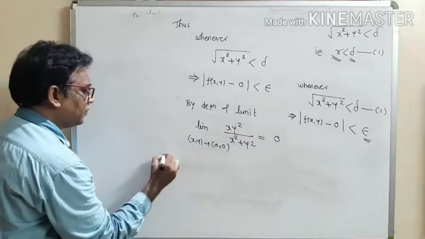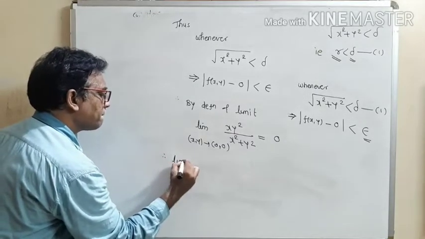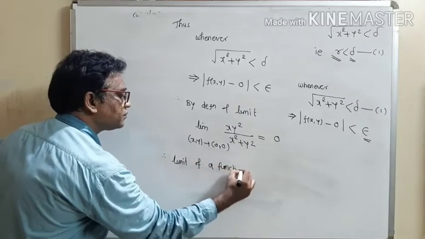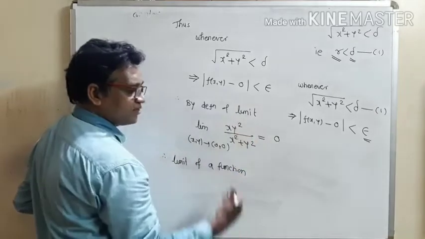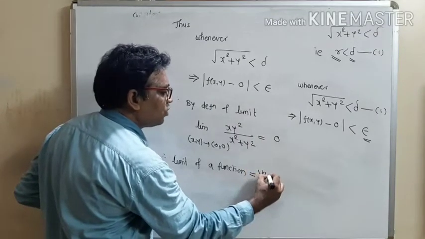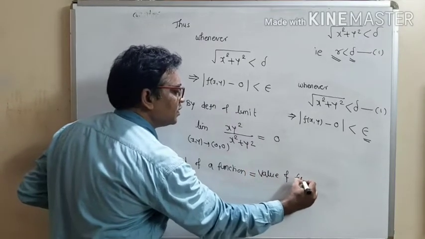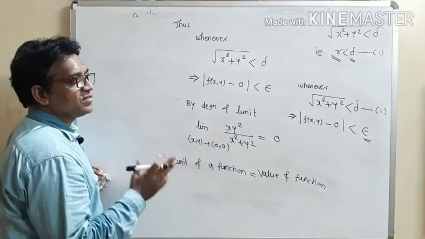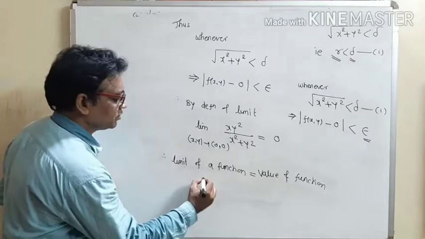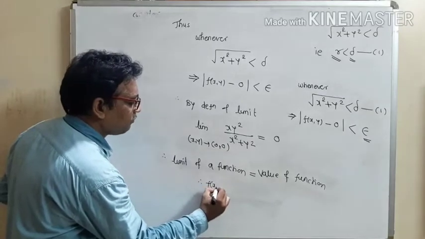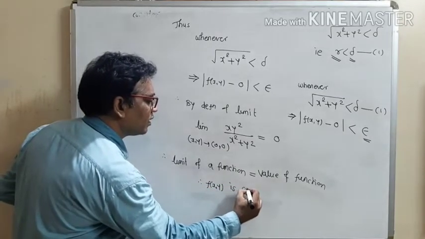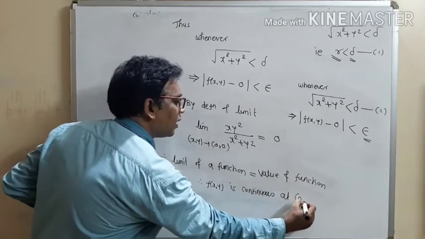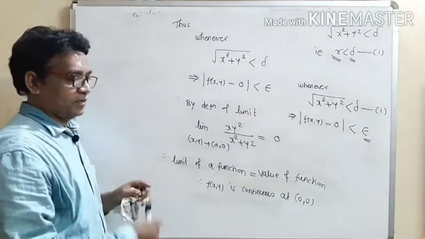So write here, therefore, the limit of the function we have found as 0, and the value of the function is again 0. So the limit of the function is equal to the value of the function. What is the conclusion? We can say that this is a continuous function. So write down, therefore, fxy is continuous at 0, 0.